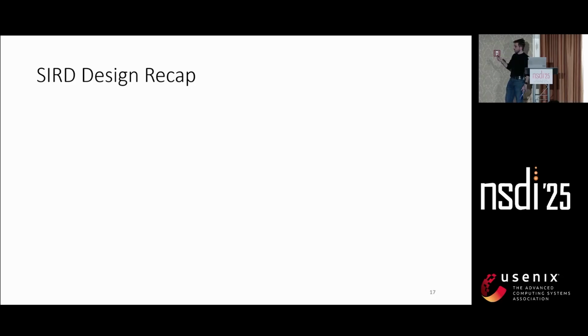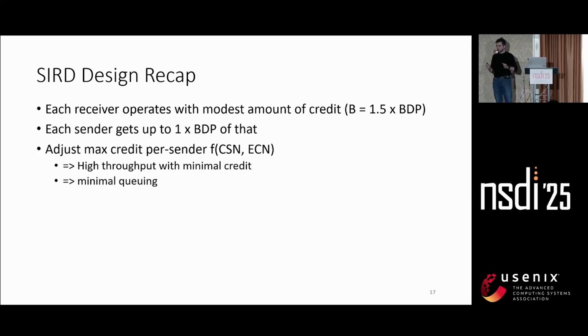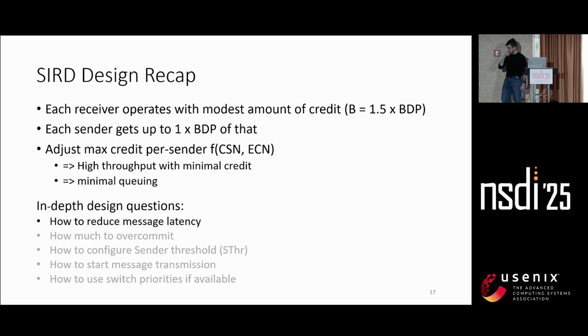So to recap, in SIRD, each receiver operates with a modest amount of credit, which by default we set to 1.5 times BDP, and this caps how much data can be scheduled towards that receiver. And then each sender gets up to 1 BDP of that, and then the receiver adjusts the per sender allocation as a function of congestion at senders and at the core. This allows SIRD to get high throughput with minimal credit, which yields minimal queuing. Now, there are other design questions that should be answered, and you can find them in the paper, but for now I'll just address how SIRD reduces message latency.